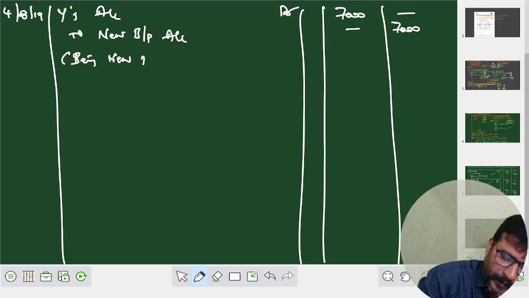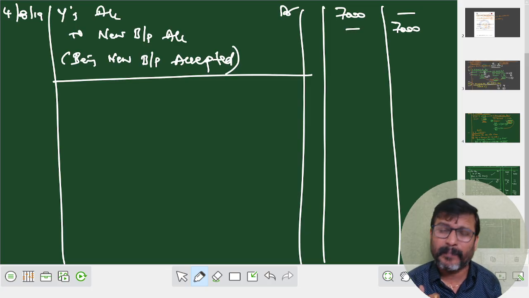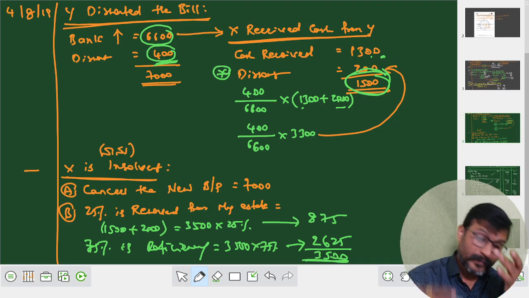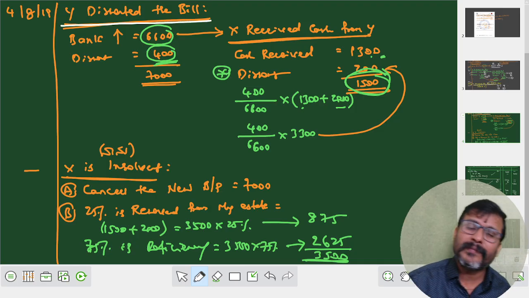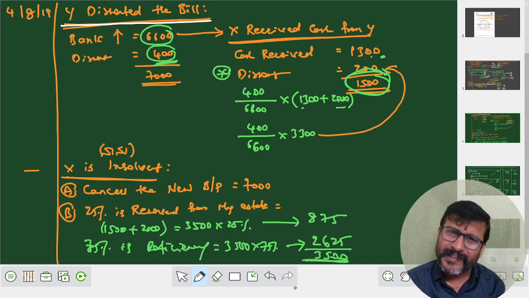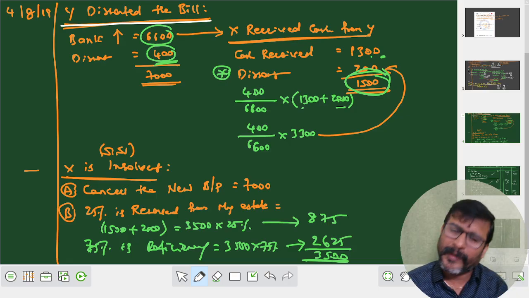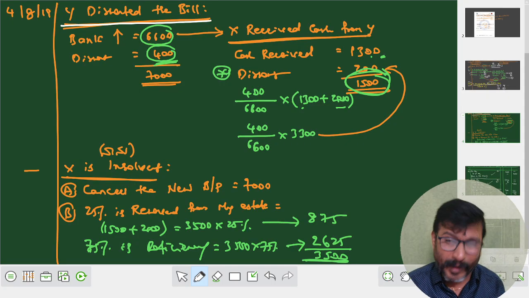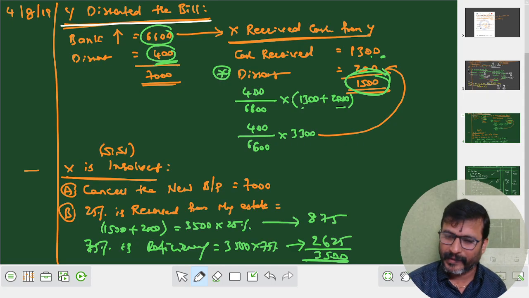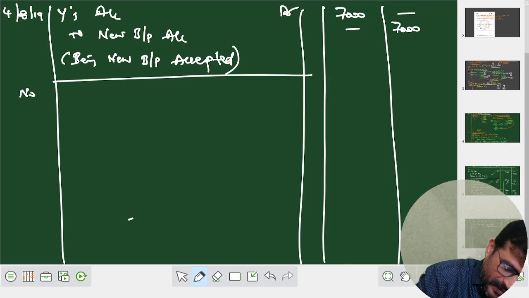Being new BP accepted. Who accepted? X. X means we. Okay, fine. What happened after accepting a new bill? Y discounted the bill. Who discounted? Y. When Y discounted the bill, do you think any entry appears in the books of X? If something happened to your neighbors, do you think we have to pass an entry in our home? No need. So when Y discounted, you write a note, you write hints.